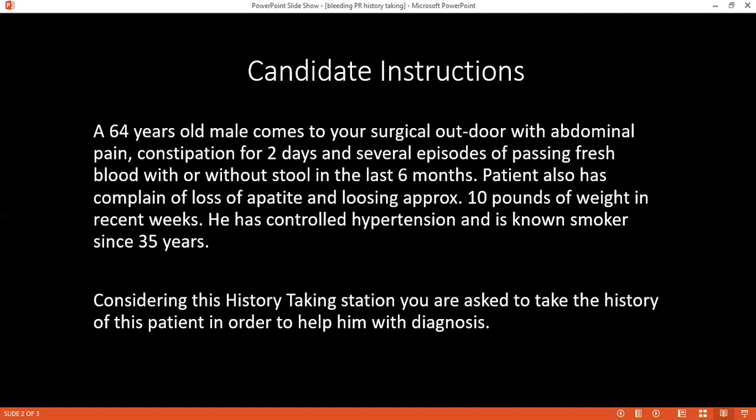Right. So if you have read and understood, considering that history taking station, kindly begin.